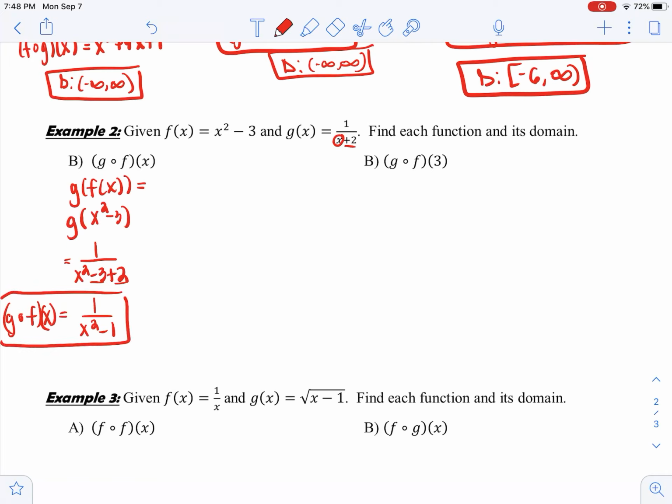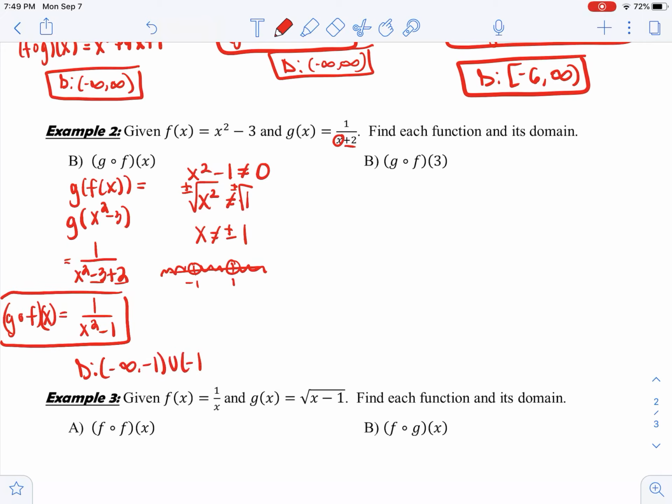Are there any restrictions? Yep, there's a denominator. Denominators can't be 0. So x squared can't be 1. Square root, plus or minus. x cannot be positive or negative 1. Think about what that looks like on a number line. Here's negative 1, here's 1. Can't be that, can't be that. Can be anything smaller, anything in between, anything bigger. So my domain is negative infinity to negative 1 union negative 1 to 1 union 1 to infinity.